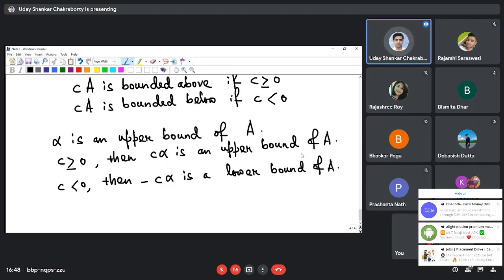Now enough we have said about bounded above and bounded below. If a set is both bounded above and below, it is said to be a bounded set. So this is the definition of a bounded set.